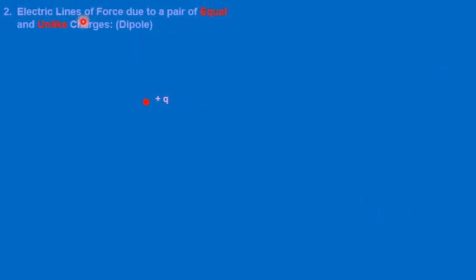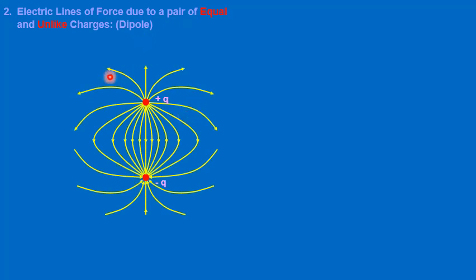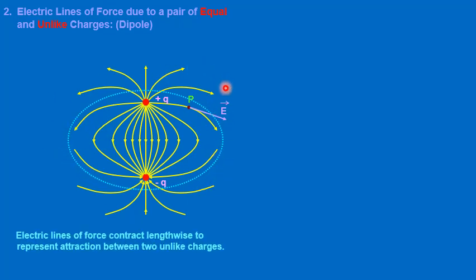Electric lines of force due to a pair of equal and unlike charges. As we can see, there are two charges plus Q and minus Q, and this is the electric lines of force representation. We can see that the electric lines of force emerge from plus Q charge and go into the minus Q charge. At point P, if we want to calculate electric field, we can draw a tangent and we can get the direction of electric field at this point P. Electric lines of force contract lengthwise to represent attraction between two unlike charges.